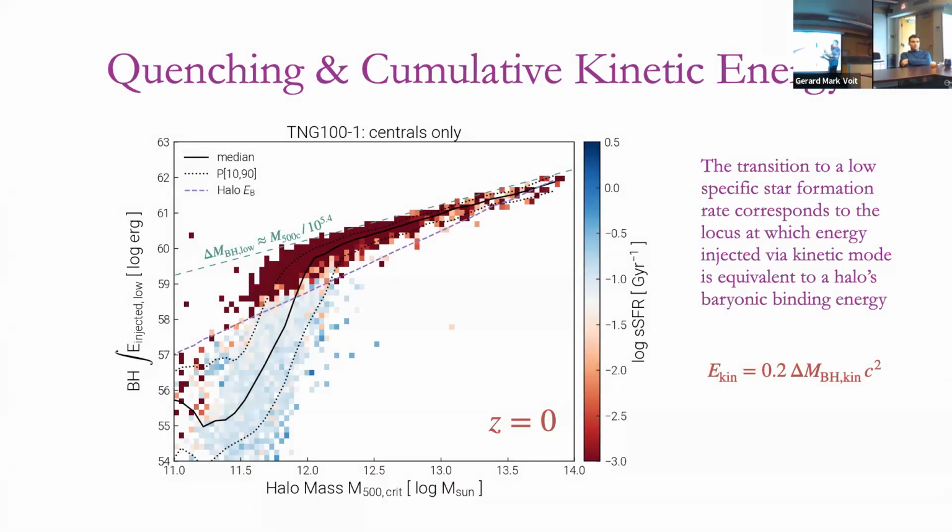And this is a plot of illustrative TNG where you have halo mass on this axis. And this is the cumulative injected kinetic energy from the black hole. This line is the binding energy of the halo's baryons. And the transition to a low star formation rate occurs almost immediately after the black hole's injected enough energy to lift the gas around the galaxy. And that's the case at z of 0.